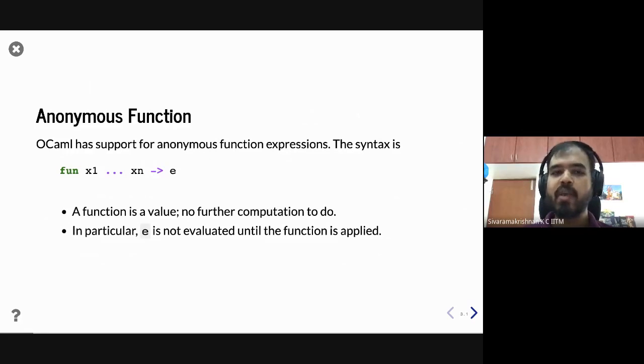So OCaml has support for anonymous function expressions, right? For people who have programmed in Python and the recent Java versions, the hot term today is lambdas, right? When you say lambda, you're defining a function, but you're not giving it a name. Without giving it a name, you can define the arguments to the function and the body of the function, but you don't name it.